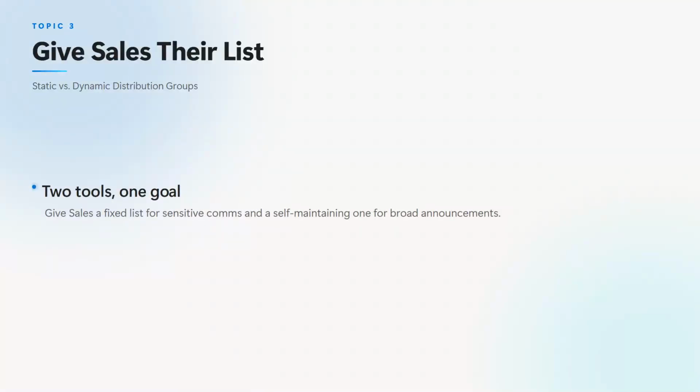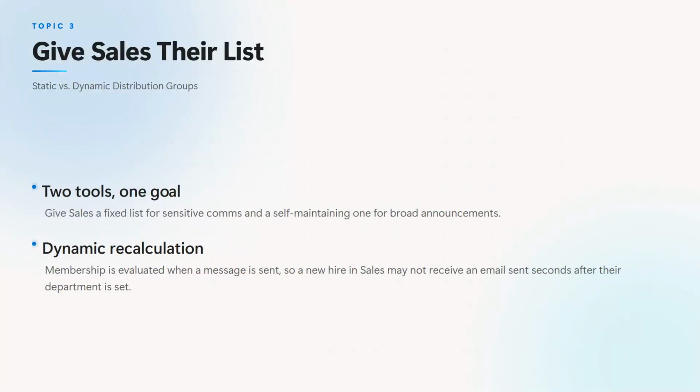Sales asked for a plain distribution list, so we'll create a static group with named members. But knowing this team has constant turnover, we're also going to build a dynamic group that automatically pulls in anyone whose department attribute is set to sales. The trade-off is that dynamic membership isn't a fixed list you can glance at, it's computed on the fly whenever mail is sent or the group is queried. Watch for how the static group shows its members immediately, while the dynamic group has no member list at all, just a recipient filter that runs at send time.